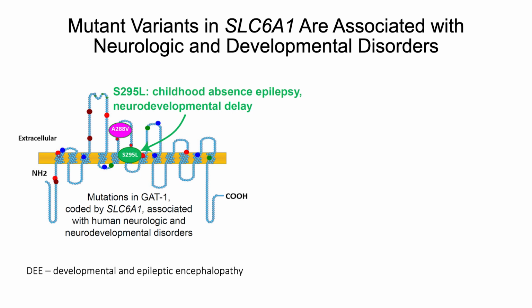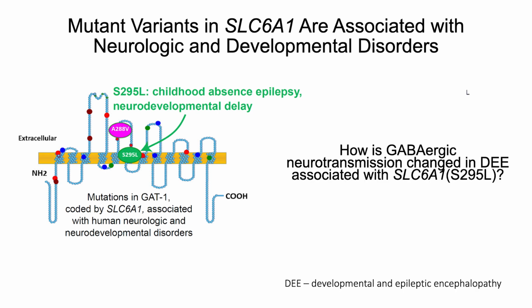So Maxwell has childhood absence epilepsy and neurodevelopmental delay. And the big question that I had from my work with Caddy was how is GABAergic neurotransmission changed in the developmental and epileptic encephalopathy associated with the SL mutation.